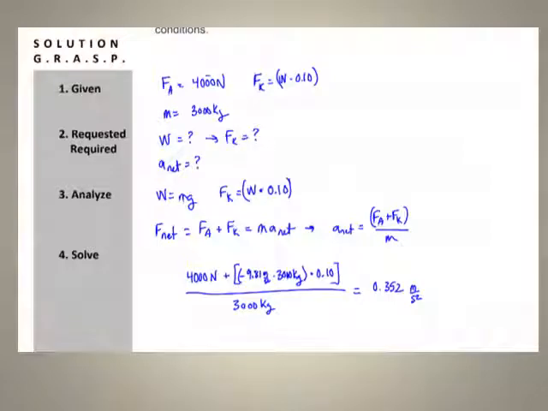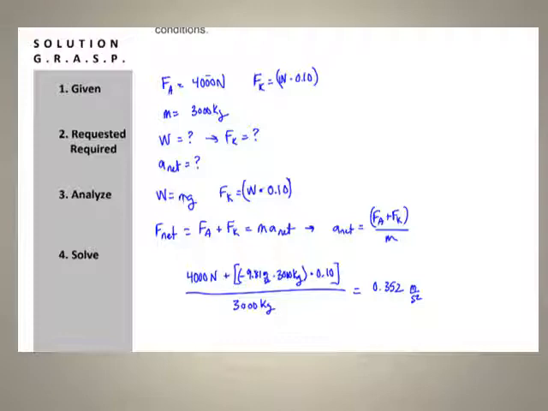Here's the solution in totality. Here are my givens. I have the applied force of 4,000 newtons. I have the mass of 3,000 kilograms. And I have a frictional force, kinetic, because the whale is moving, so I just went ahead and labeled it kinetic, which is going to equal the weight, that's a W, multiplied by 0.1, which is 10%. So 10% of the baby whale's weight.